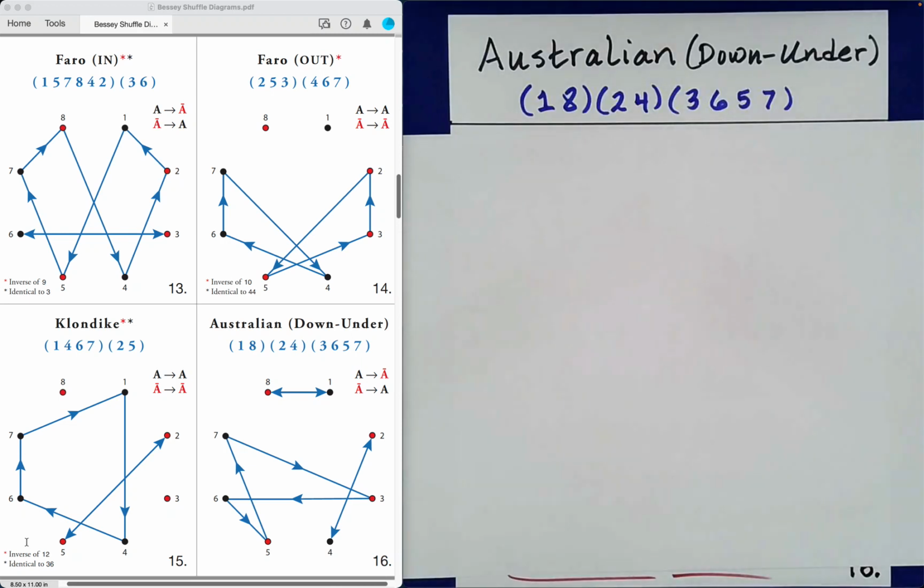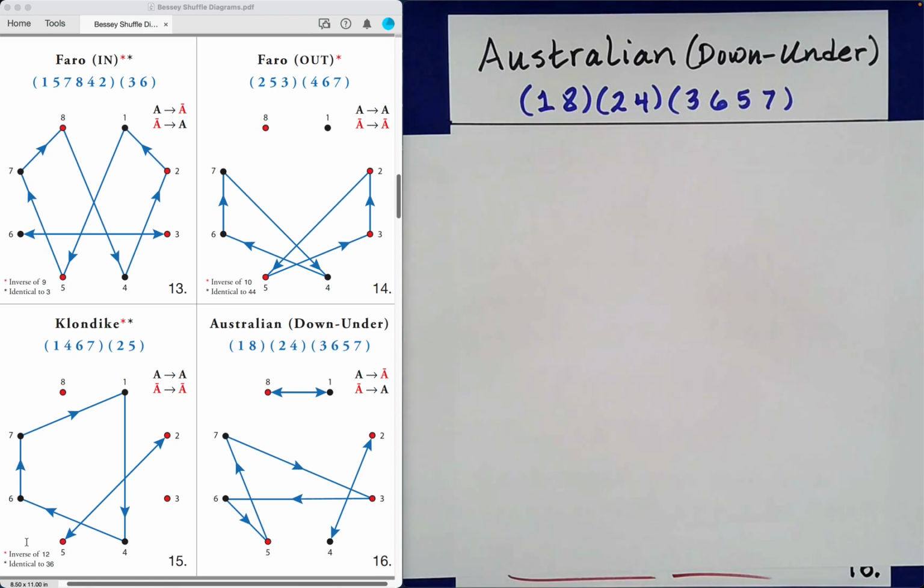Okay? Our last shuffle today is the Australian down under. Now, as we'll see, this shuffle is highly chaotic. It is scrambling the cards in a way that none of the other shuffles do, actually. But nonetheless, it will actually be a Bessey shuffle. Now, this one won't preserve a Bessey sequence, but it will invert it, which for our purposes is just fine.